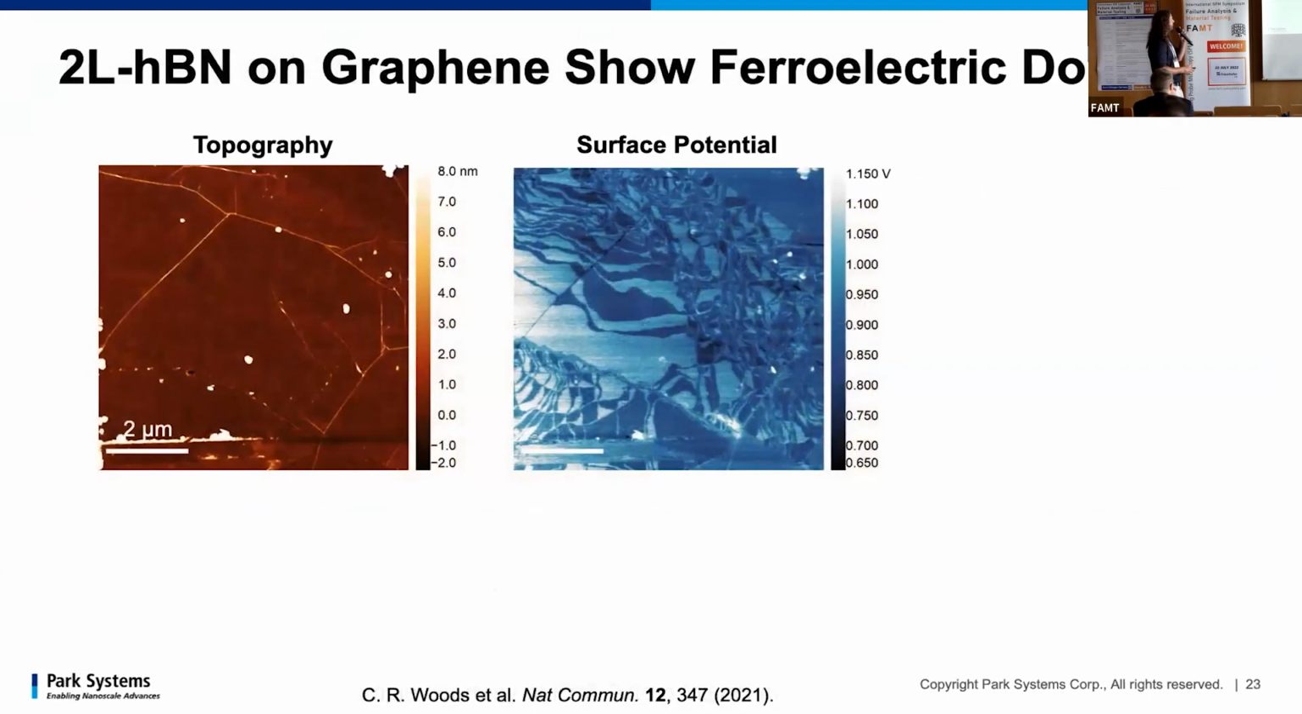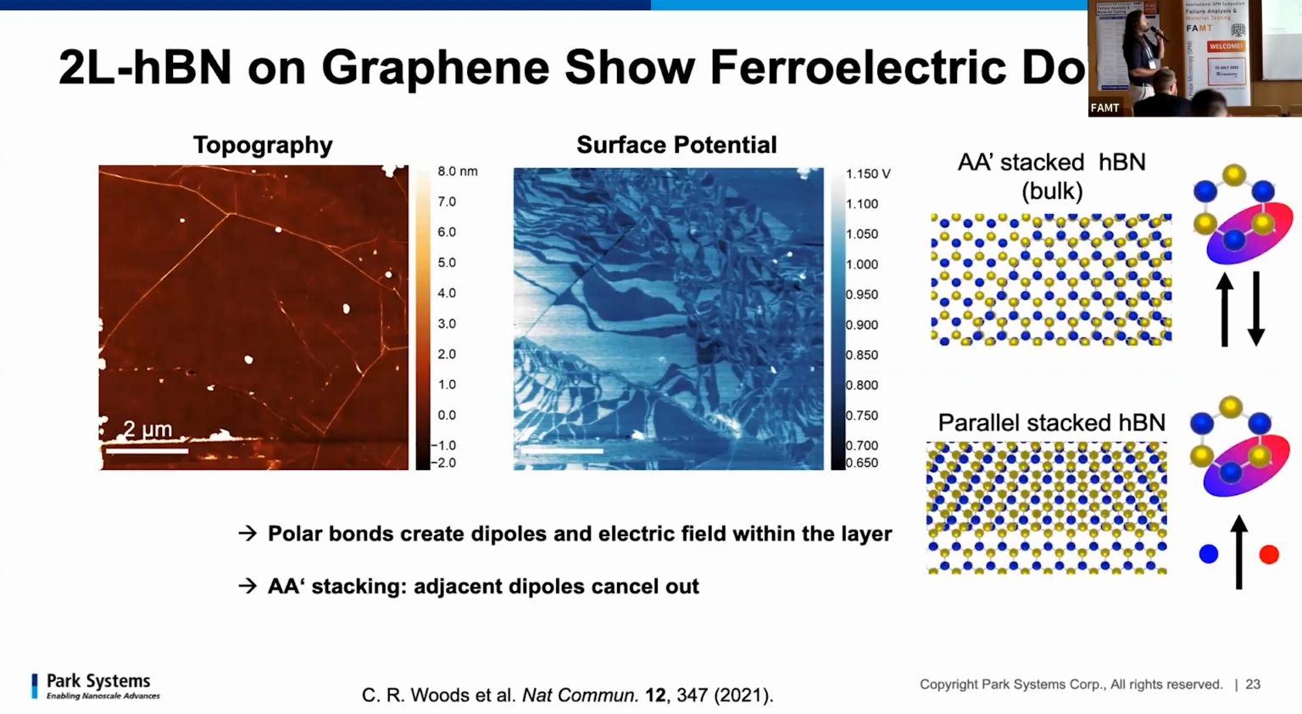In the last experiment, we didn't observe Moiré patterns, but we found a very interesting other feature. We found ferroelectric domains in a bilayer of hBN on graphene. And although the topography was not that interesting, we saw quite a lot of modulation in the surface potential of these films. And these stem basically from the polar bonding of this hBN layer.